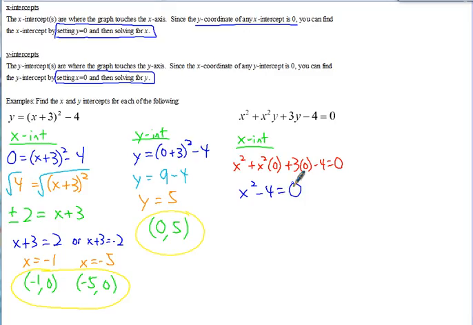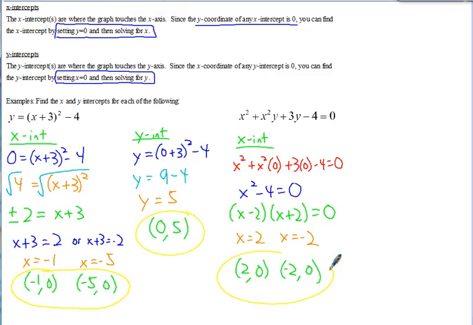You can solve this by adding the 4 and taking the square root of both sides, or I'm just going to solve it by factoring. You factor a difference of perfect squares, x minus 2 and x plus 2, and set each of those equal to 0. This one will give you x equals 2, this one will give you x equals negative 2. But again, we're not finding vertical lines here, we're finding intercepts, so this would be the point 2, 0, and this would be the point negative 2, 0. So this one has 2 x-intercepts.